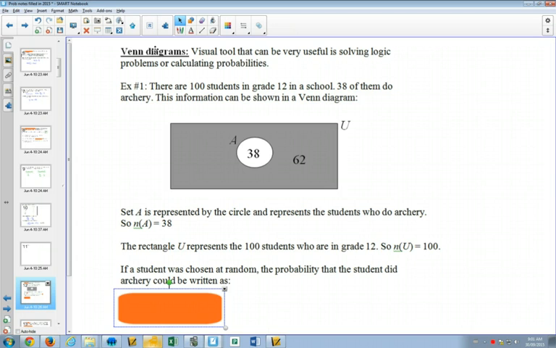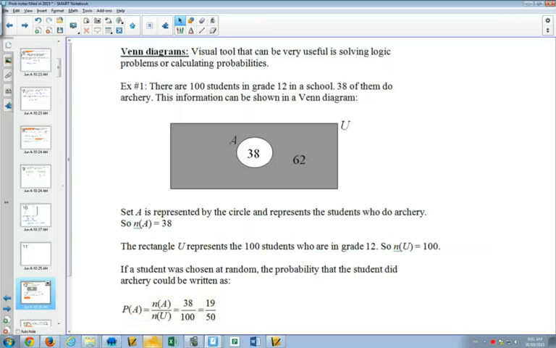And if you were doing some probability based on this, if you wanted to figure out the chances that a student was doing archery, well, that's the number that did archery, which is 38, out of the total of 100, or you'd get 19 out of 50.